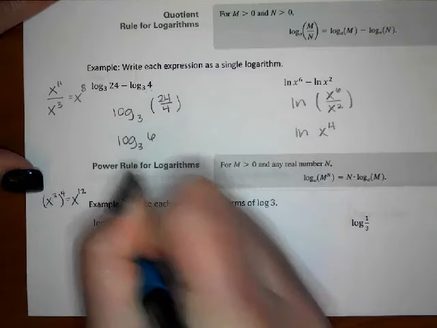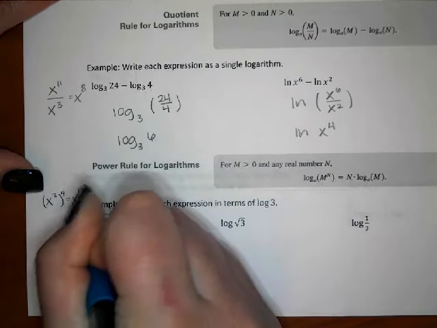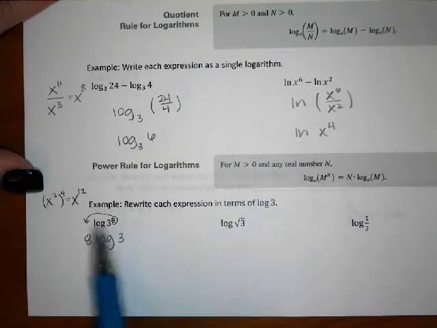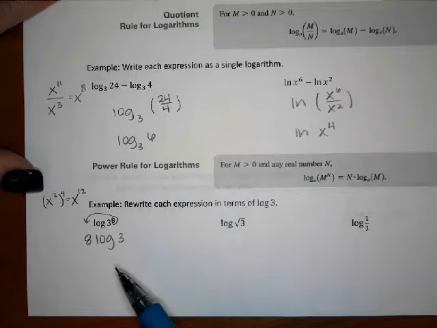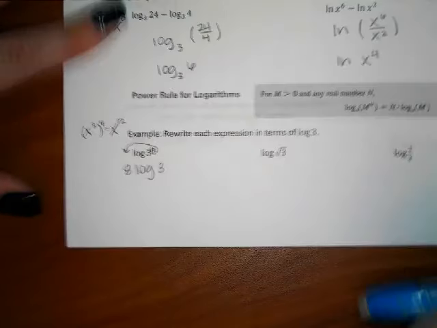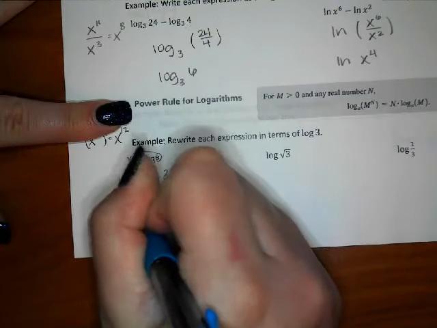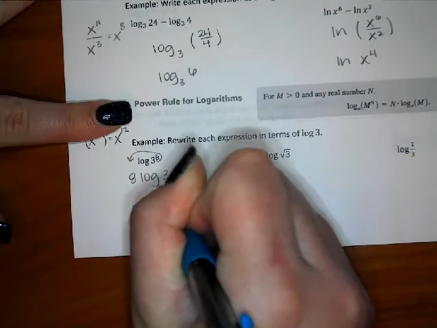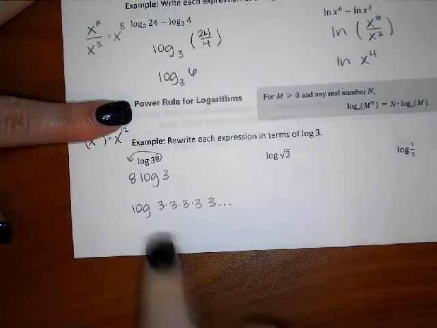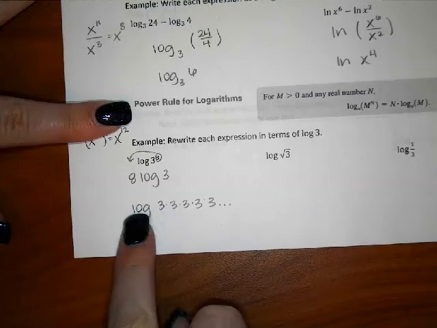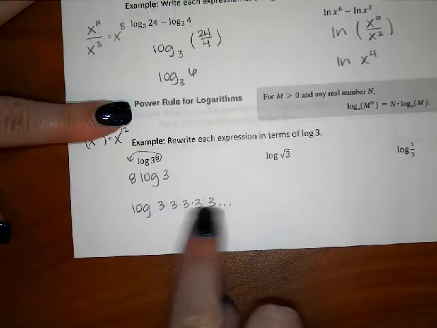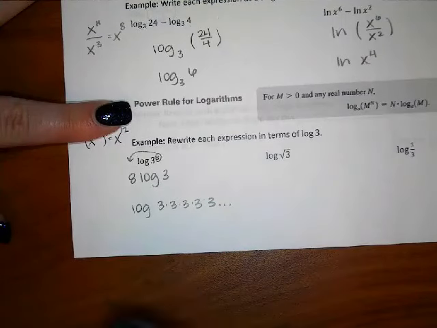So the 8th power would just move to the front, and it would be 8 times log of 3. And this makes sense if you think of that previous rule we learned about, the product rule, because the product rule would tell us that we have log of 3 times 3 times 3 times 3 times 3, that we have that 8 times. And then the product rule tells us that we could write this out as log 3 plus log 3 plus log 3 plus log 3, because when these are being multiplied, it's really like you have separate logs that are being added.